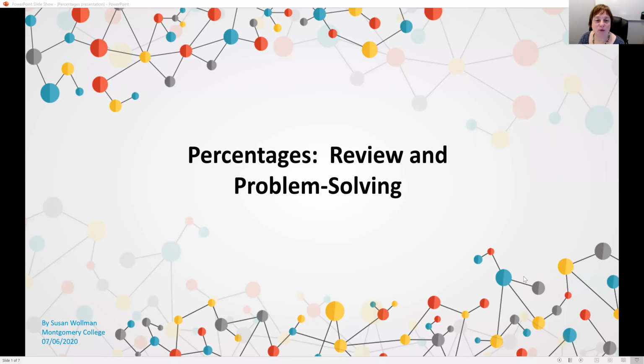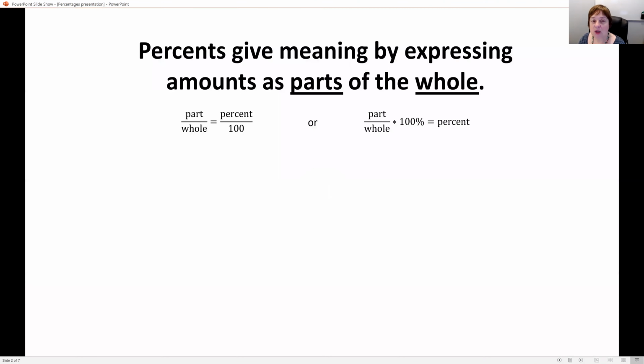All right, so we'll start by taking a look at some of our slides for today. So again, a reminder, we're here working on percentages. We're going to review the concepts related to percentages, what it means, and how to interpret those as mathematical sentences, and then do a little bit of problem solving. Okay, so we'll go back to the beginning.